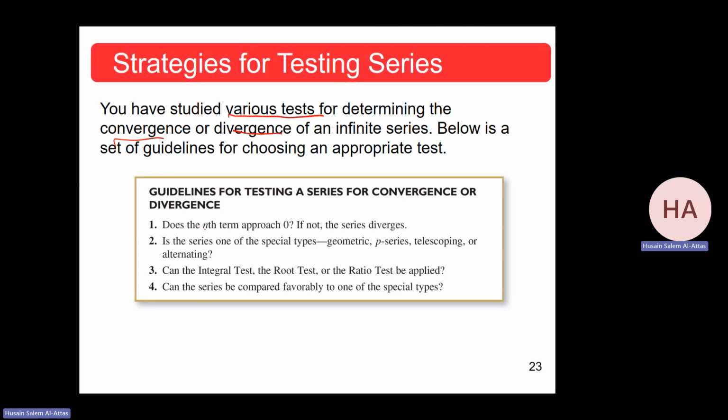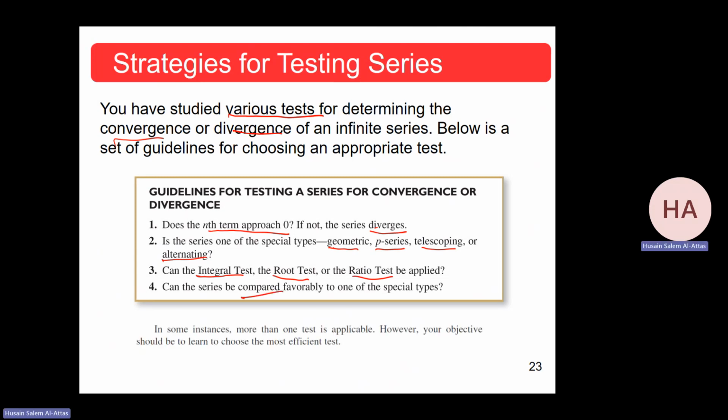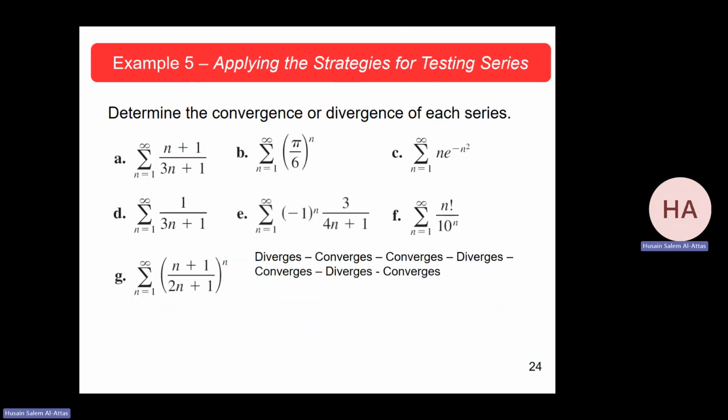If the nth term does not approach 0, then the series diverges. Don't forget the special types of series: geometric, p-series, telescoping, alternating. Don't forget the tests: integral test, root, ratio, and comparison test. Sometimes more than one test is applicable. Now we'll try to see the most efficient one.